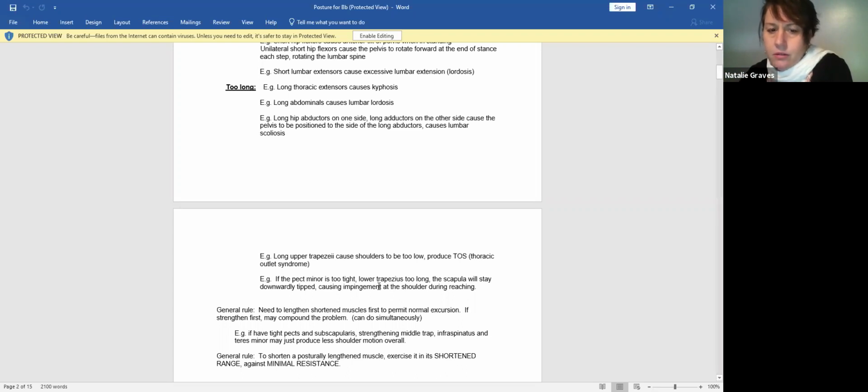If your pectoralis minor is too tight and lower traps are too long, the scapula will stay downwardly tipped, and this can cause an impingement.